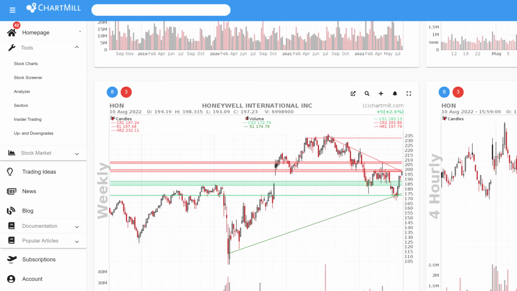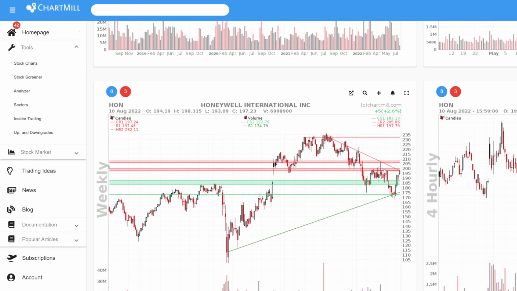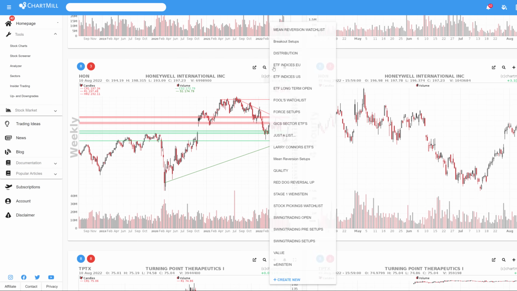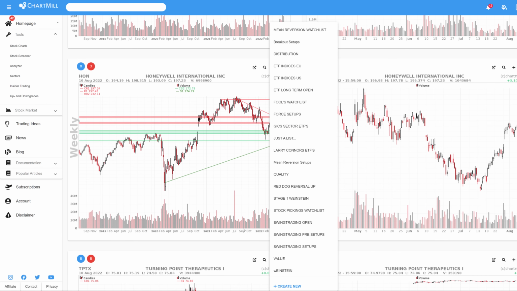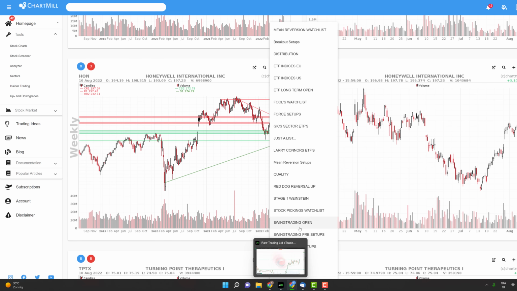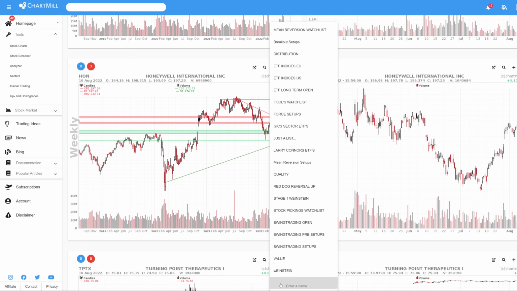Honeywell, for example, there is a weekly descending trend line that's been tested quite a few times. There is some horizontal resistance, so these are also important, but it's important enough to select this for a watch list. So you can open your watch list by clicking on the plus sign and then create new. So support resistance watch list, for example. Enter.